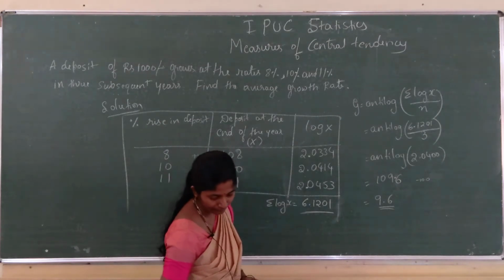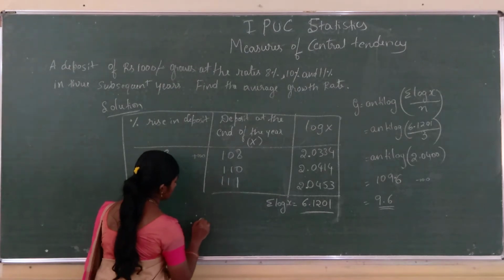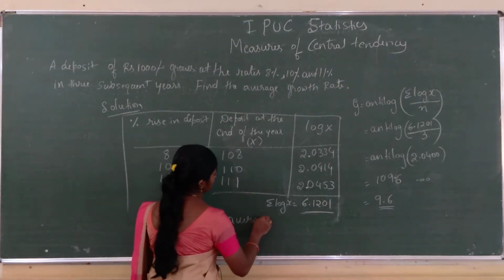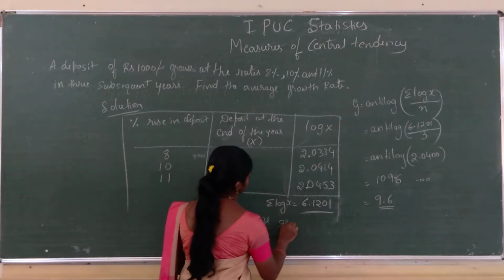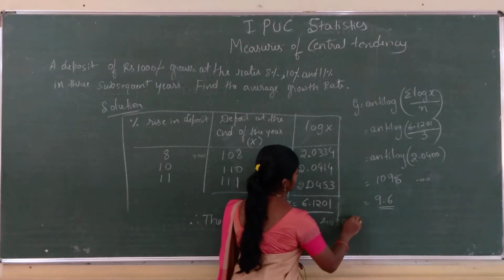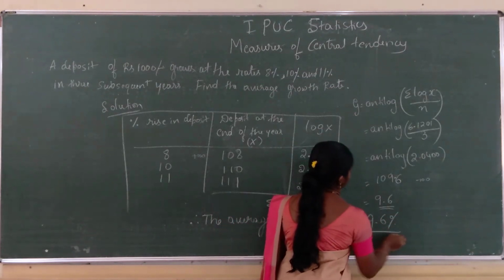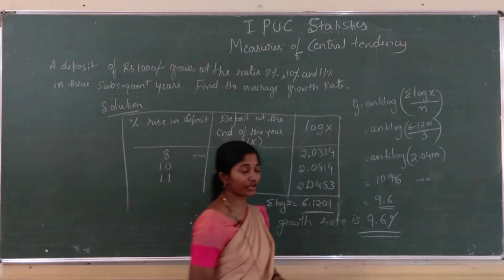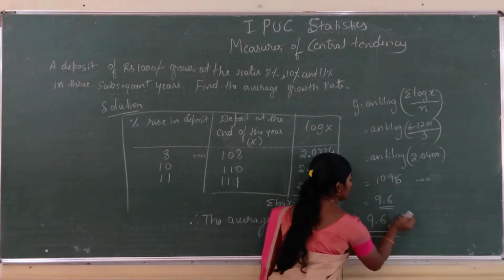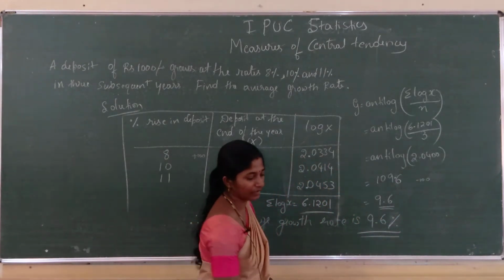Therefore, write down there the average growth rate. Therefore, the average growth rate is 9.6%. Okay, this is one of the problems. I will do another one.